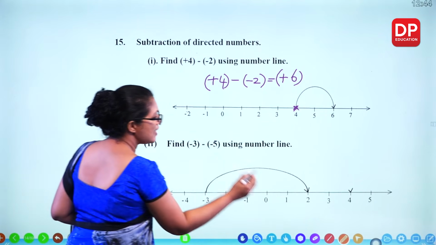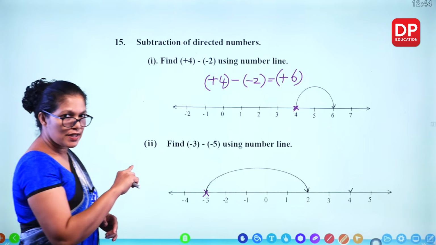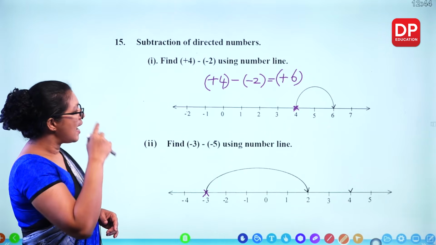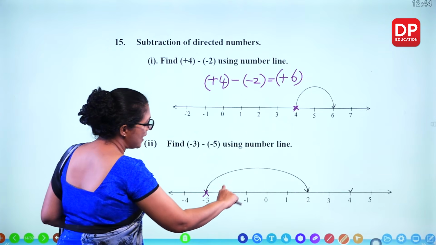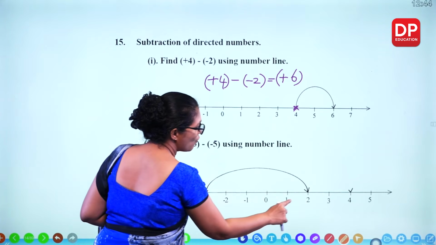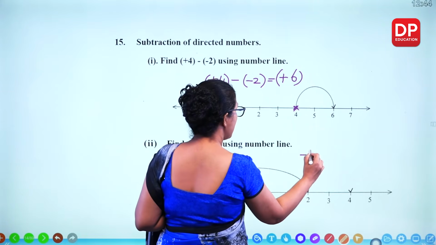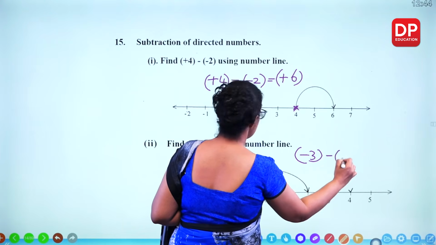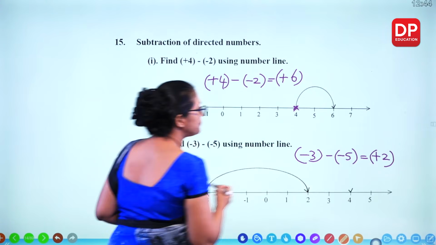This one, find minus 3 minus 5 using number line. So minus 3 is the starting point. Minus means left, subtraction. And minus 5, you have to consider the opposite. That means 5 places to the right. 1, 2, 3, 4, 5. So you get plus 2. So minus 3 minus 5 is plus 2.